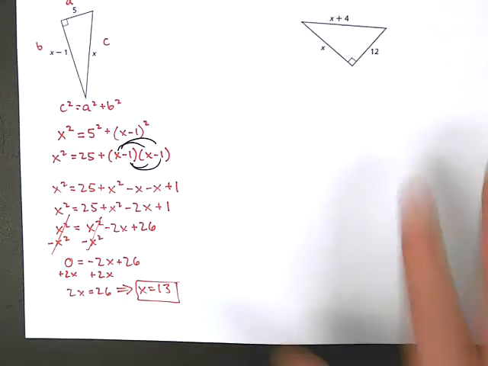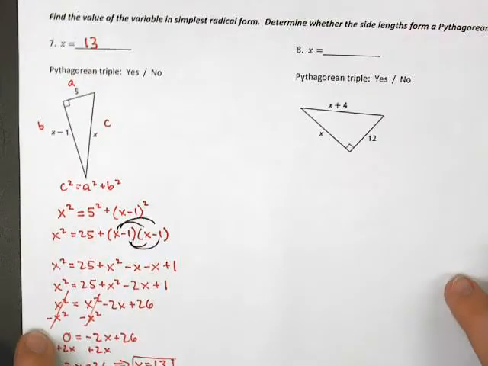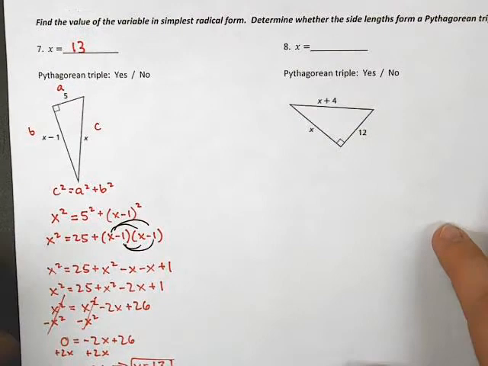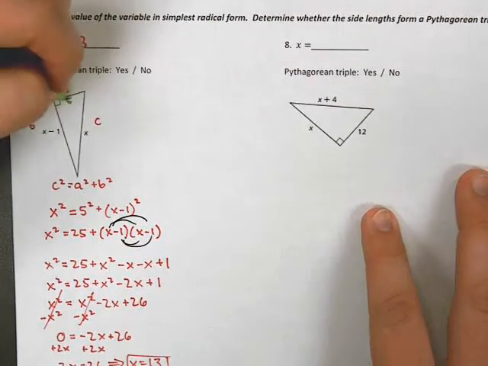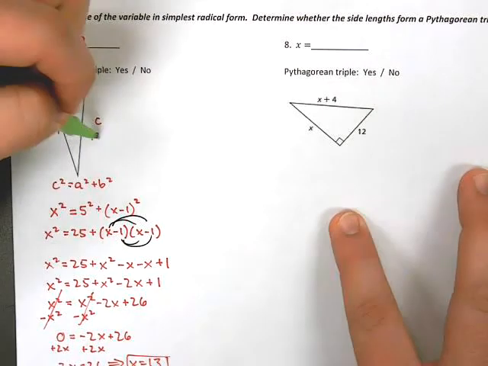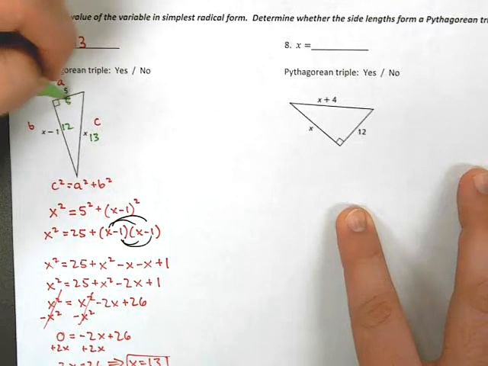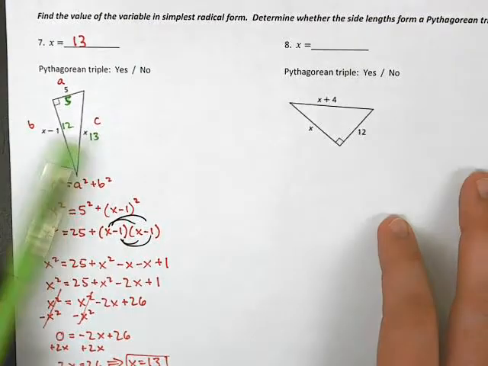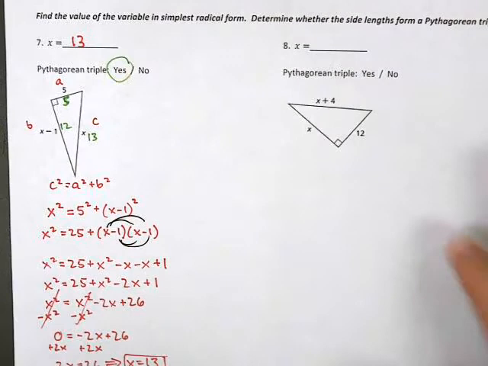I have to make sure, because it's still asking whether or not this is a triple, that I plug it in. Alright, well I knew this side was 5, so that's good. I knew this side was 13, that's good. Well, x minus 1, 13 minus 1, that's a 12. Holy cow, 5, 12, 13. Wasn't that on our other sheet? It absolutely was. Okay, this is one of our triples. So we would know that, yes, this is a triple.